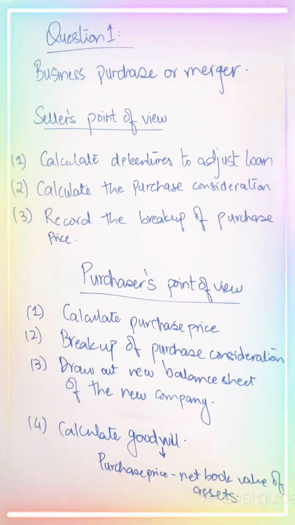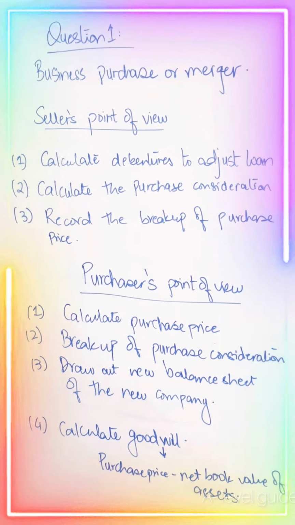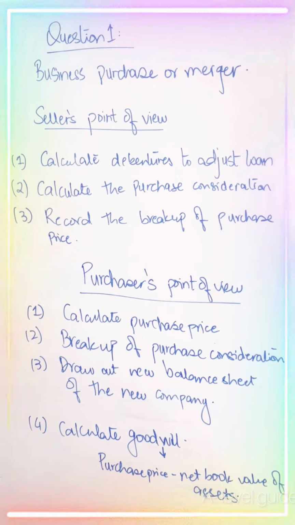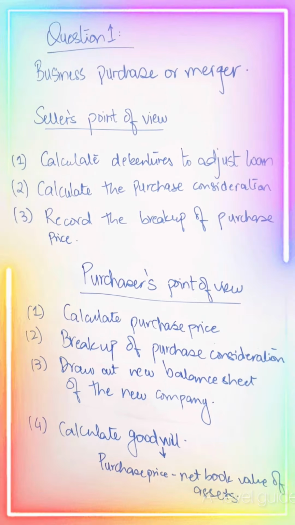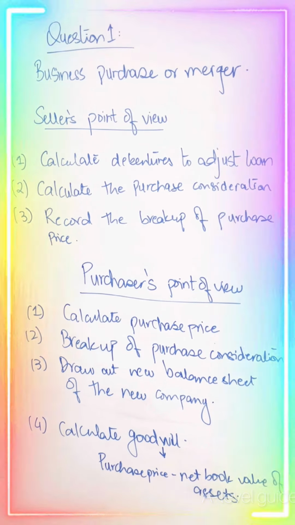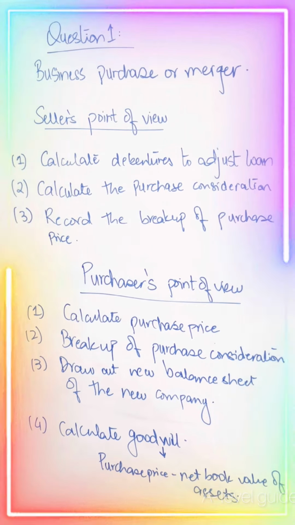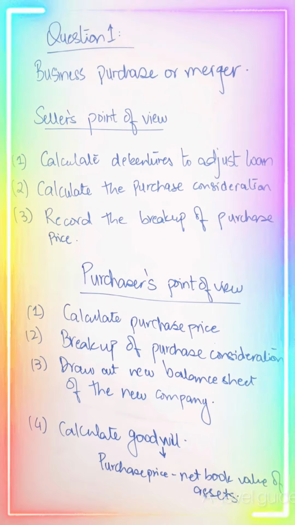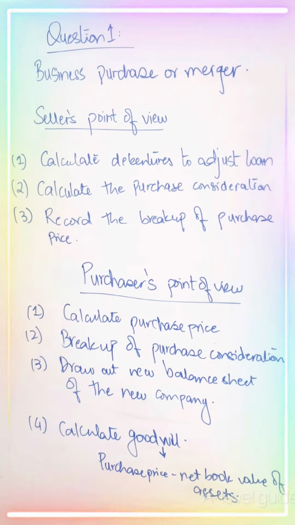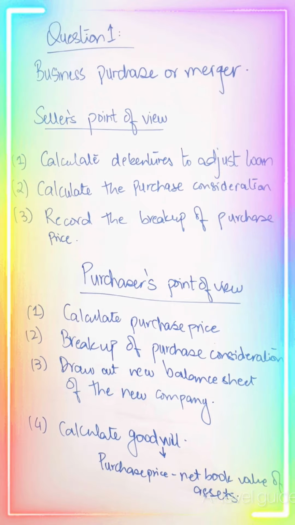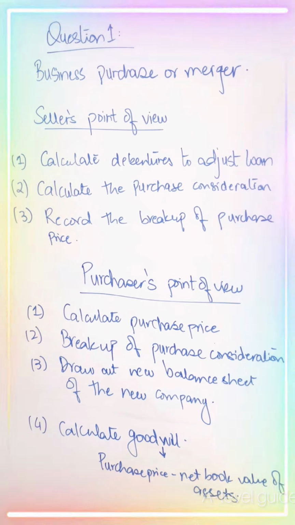So I have now listed out the points regarding the topic business purchase and merger, as the first question is related to it. So I have written the purchaser point of view and the seller point of view. These are the important points that you need to have in your mind before you start on the question. Seller point of view is the one who's going to be buying the business. Is it a partnership or a sole trader or even a company? So he is supposed to fulfill all these three requirements when you're solving the question.